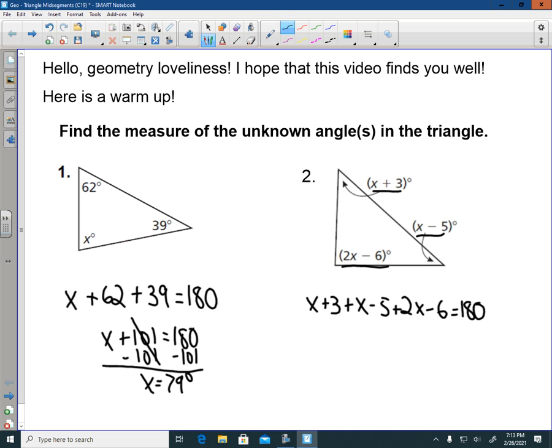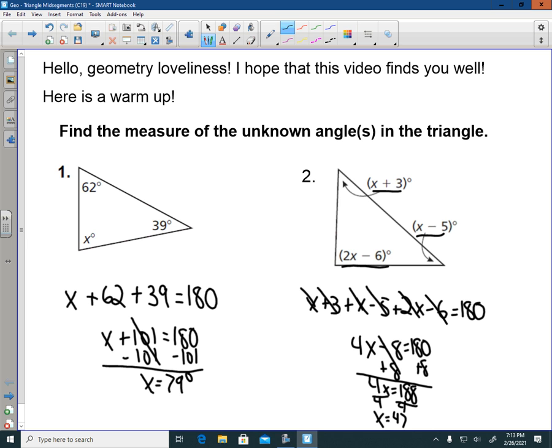And now we're going to have to solve for x. And so we're going to combine like terms. We've got 1x plus another x for 2 x's, plus 2 more x's for 4 x's. And then 3 minus 5 is negative 2, and then negative 6 is negative 8, equals 180. And then adding 8 to both sides gives us that 4x equals 188. All right, last step, dividing both sides by 4 gives us x equals 188 divided by 4. 188 divided by 4 is 47. Yay. So we know what x is.